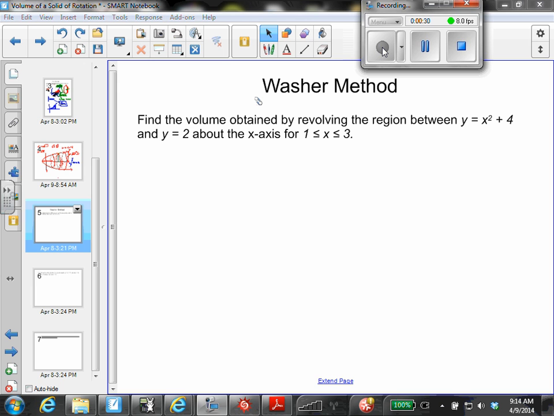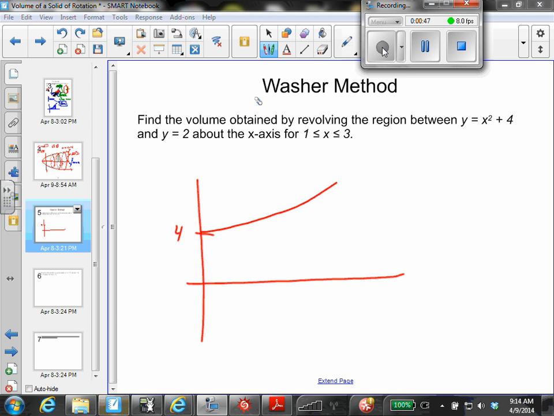So let me get a general graph of what we have here. Now we have x squared plus 4. So, if we had an x squared function, this would just be translated up 4 units. So it's going to look like an x squared function, just up 4 units. And I'm going to do a really gentle curve with my x squared function.